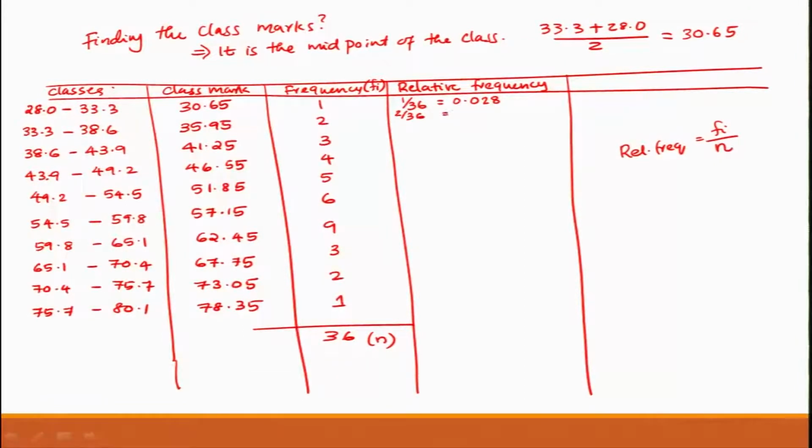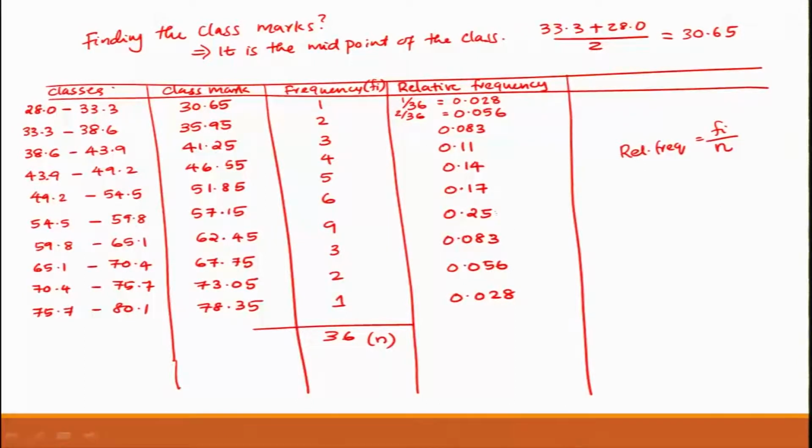The next will be 2 by 36, so that will give you 0.056. Then the third one, 3 by 36, will give you 0.083. Then the fourth one will give you 0.11. Then you will get 0.14, then 0.17, 0.25, 0.083, then 0.056, then 0.028. So, these are the relative frequencies.